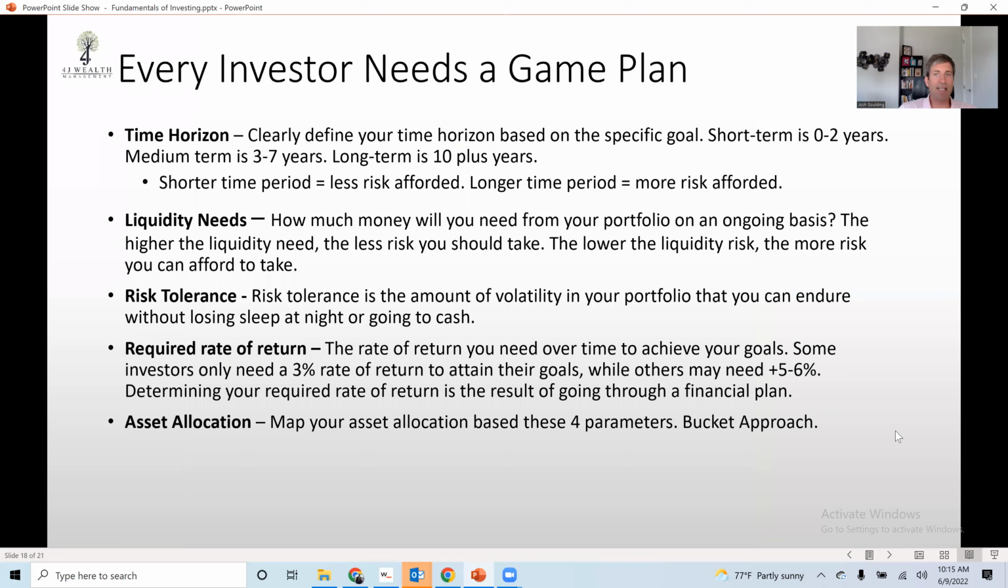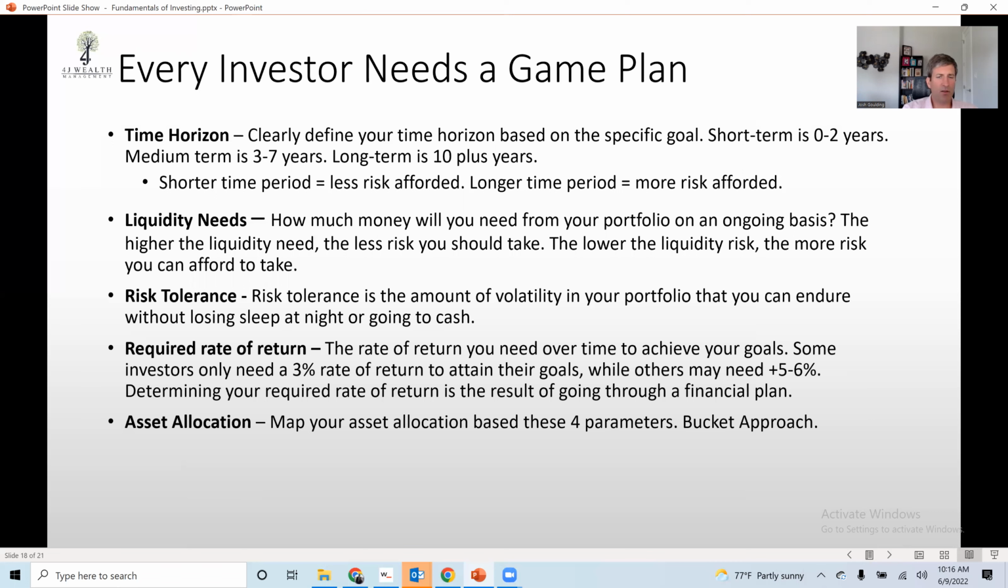So every investor needs a game plan, right? This is all about controlling what we can control. One of the first constraints you need to think of as an investor is, what is your time horizon? And I would write it down. You want to clearly define your time horizon based on the specific goal you're trying to achieve. Short term, I would say, is 0 to 2 years. Medium term, 3 to 7 years. And longer term is 10 plus years. The shorter the time period, the less risk you can afford to take. And the longer the time period, the more risk you can afford to take, because you can afford to ride it out.